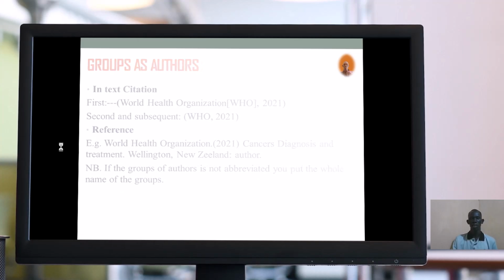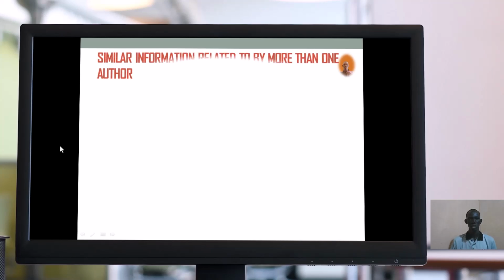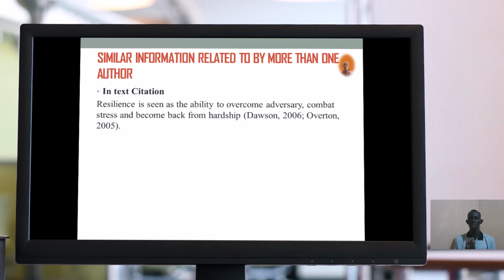And then now coming to the next one. This is similar information related by more than one author. There is some information which is related, but you get this information from different authors. So if you want to cite such information, this is basically how we can go about it. For example, we have Dobson and Overton. When we are citing information we get from these two people, since the information rhymes, this is how we can do it. For example, we can say resilience is seen as the ability to overcome adversaries.